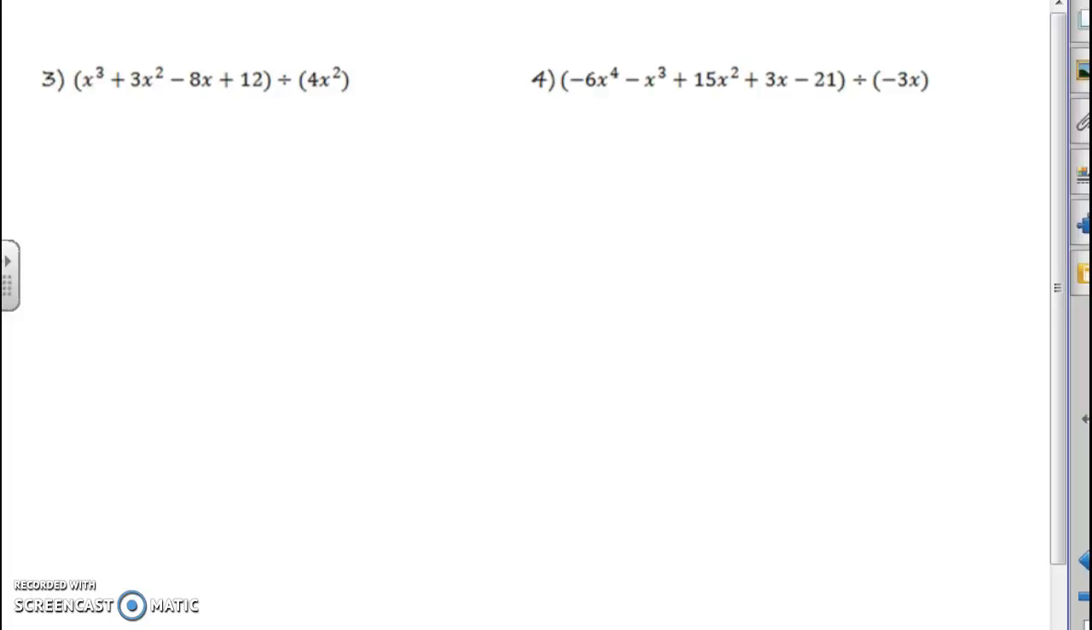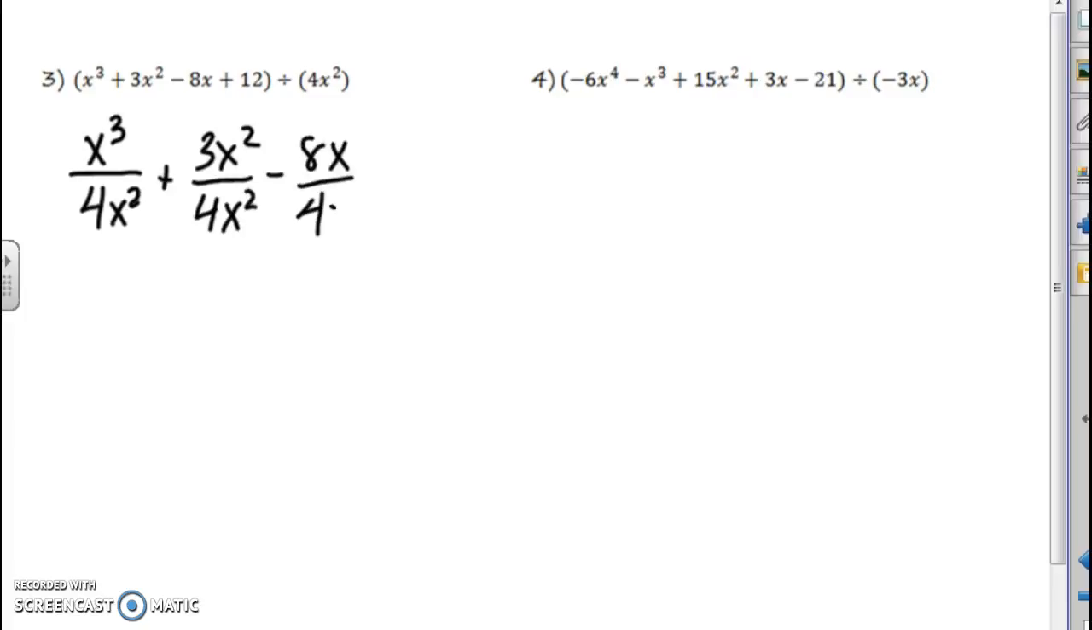Looking at this next one, we're going to do this one together, and I'm going to ask you to pause it after number 3 and try that one on your own. So let's set this up. So x to the third over 4x squared plus 3x squared over 4x squared minus 8x over 4x squared and plus 12 over 4x squared. And then start simplifying. So your coefficients in the first term are 1 in the numerator and a 4. So you obviously got 1 over 4 when you do just the coefficients. But if you're top heavy by 1, so that's the same as 1x over 4 or just x over 4. Okay?